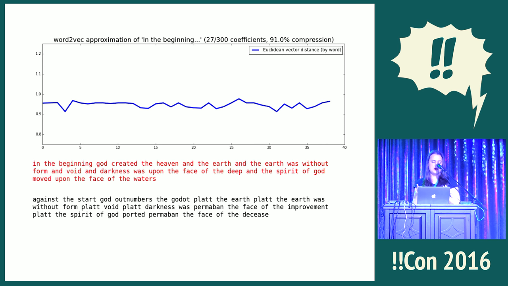As you can see, the text is weird. It says, against the start, God outnumbers the Godot, plat, the earth, plat. The earth was without form, plat, void, plat, darkness, was permaban, the face of the improvement, plat. The spirit of God ported permaban, the face of the deceased. So it's still basically the same text, right? But the words have been strangely replaced with words that are related in meaning or distribution.